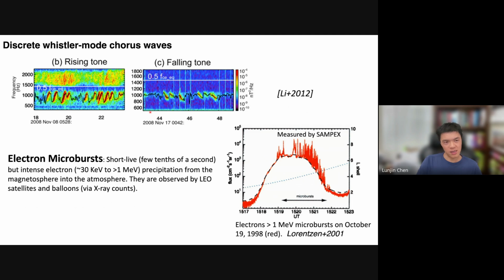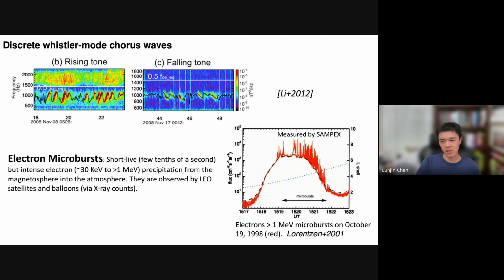And on the other hand, the electron microburst. Electron microbursts can be seen by particle detectors orbiting in the LEO orbit. So here's an example from the particle detector on SAMPEX measuring the integrated electron flux above 1 MeV. This is about 6 minutes, no, this is a 6 second plot also. This is 60 minutes duration. And you can see, very nice, the red line represents the measurement of the electron flux.